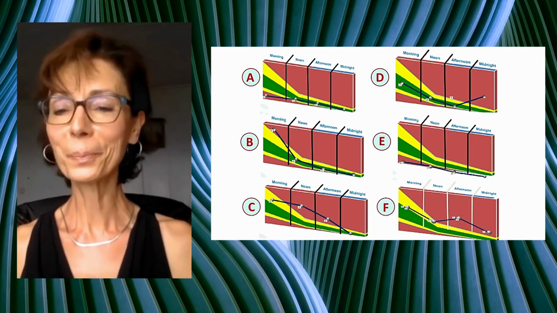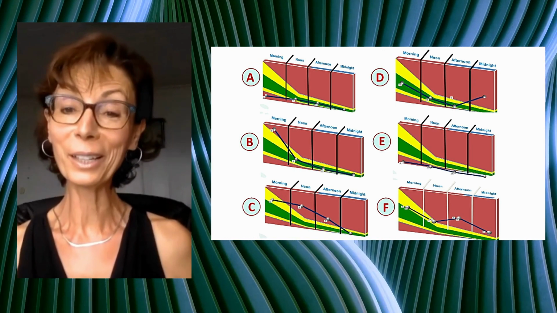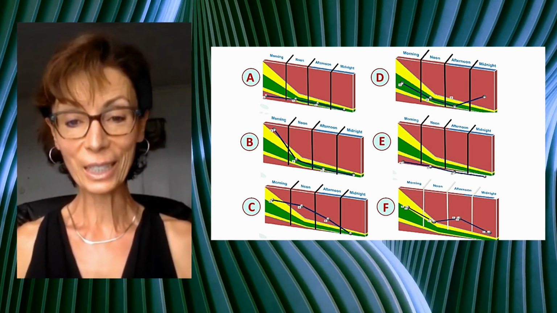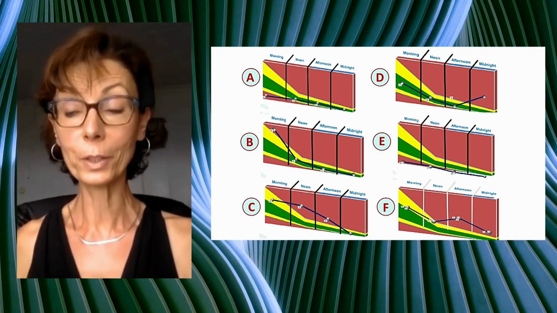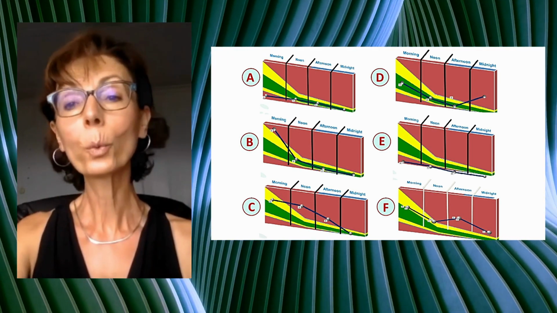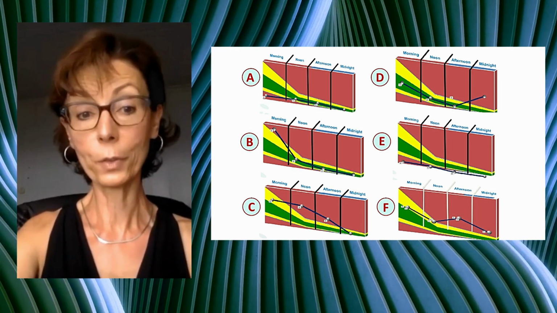It's kind of an unfair question because there's only one left, but the answer is E. So this is someone who is flat and remains flat throughout the day. This would be a person with stage 3 HPA axis dysfunction.